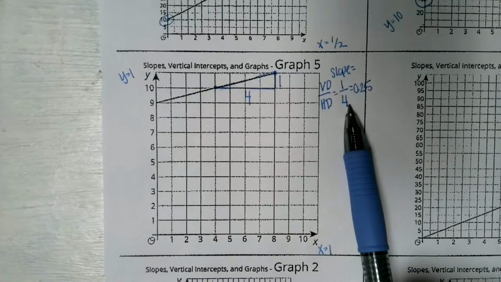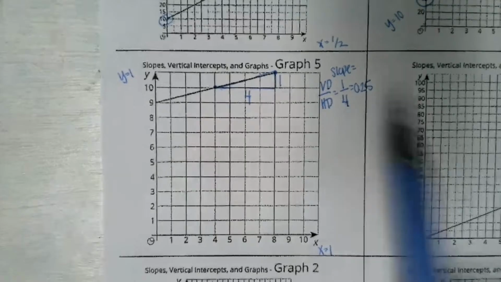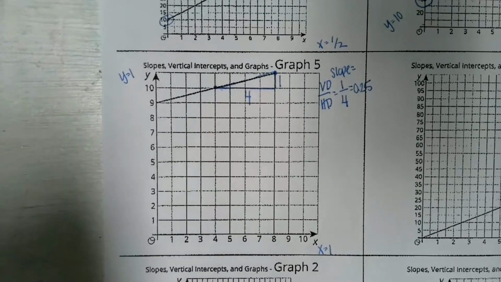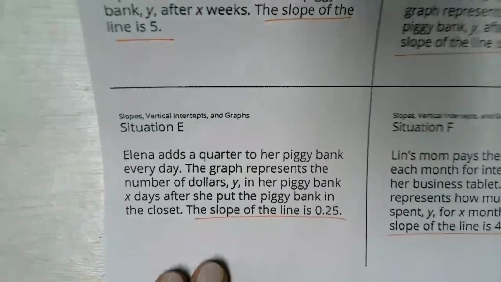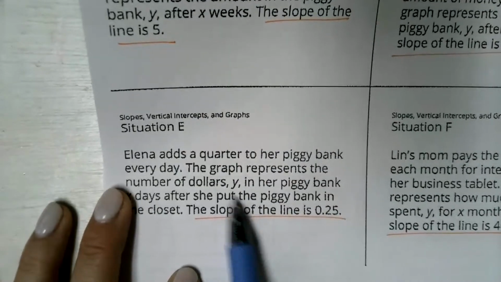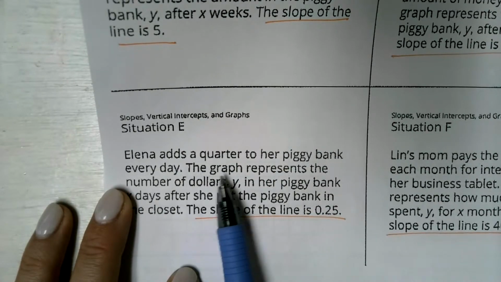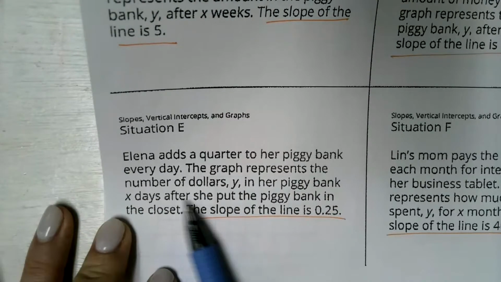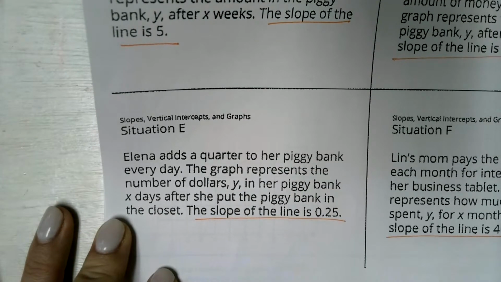So we need to find a slope of 1/4 or 25 hundredths. And if we look at our situation page, that would be situation E. Elena adds a quarter to her piggy bank every day. The graph represents the number of dollars y in her piggy bank x days after she put the piggy bank in the closet.